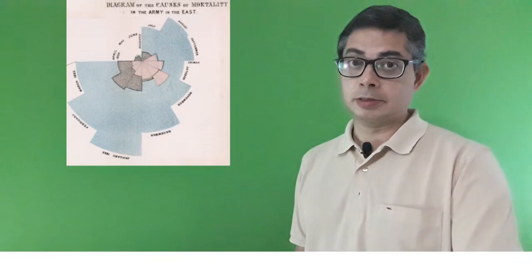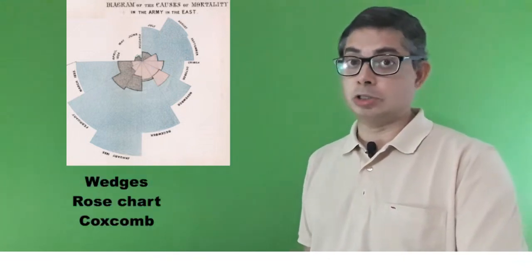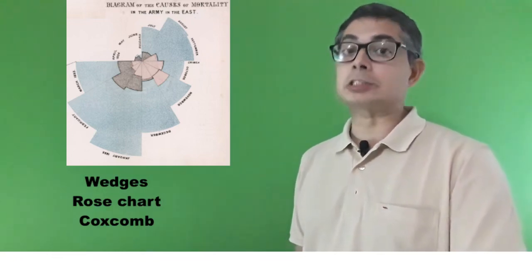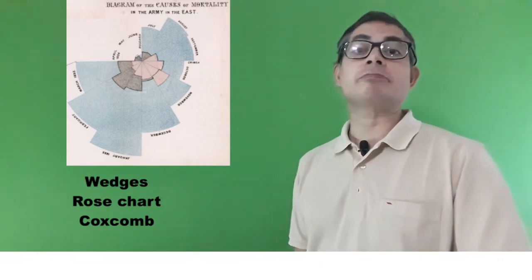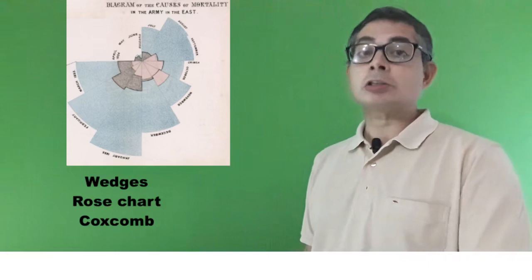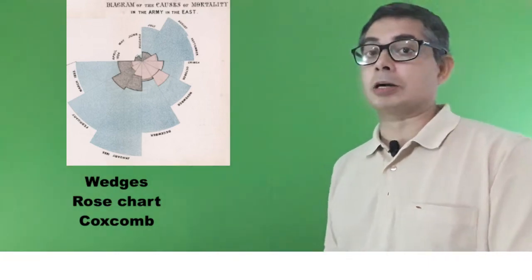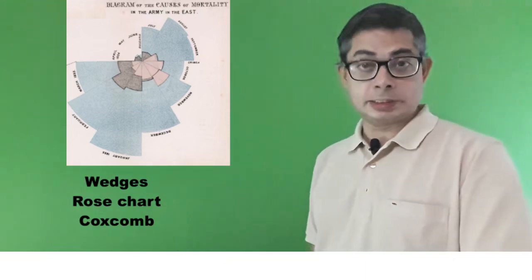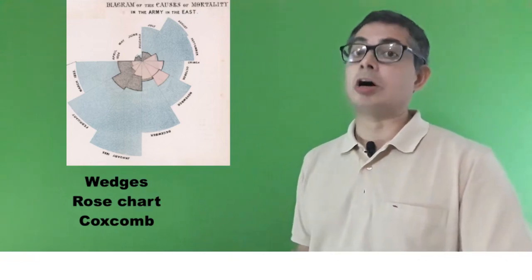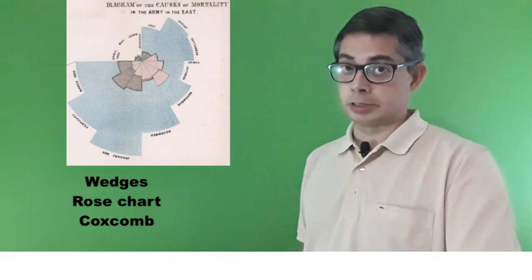Her graphic, which she called the wedges, and which is more commonly known as the Nightingale Rose chart or the coxcomb, has gone down in history as one of the most famous data charts ever made. She included it in a privately published report which she circulated among powerful politicians. This eventually led to a significant improvement in the sanitary conditions of the army hospitals. Now let's take a closer look at the chart.